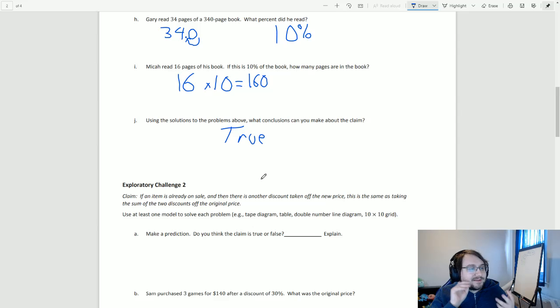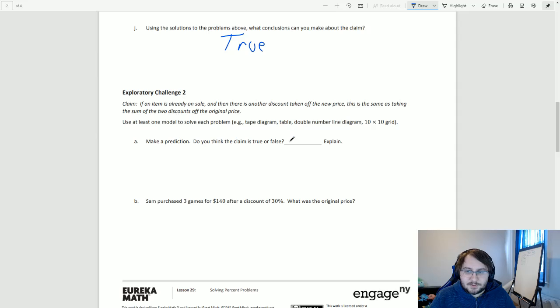Now, we have exploratory challenge number 2. We have our second exploratory challenge. This one says, if an item is already on sale and then another discount is taken off the price, that's going to be the same as taking the sum of those two discounts off of the original price. Do I think that that's going to be true or false? Of course that's going to be true.